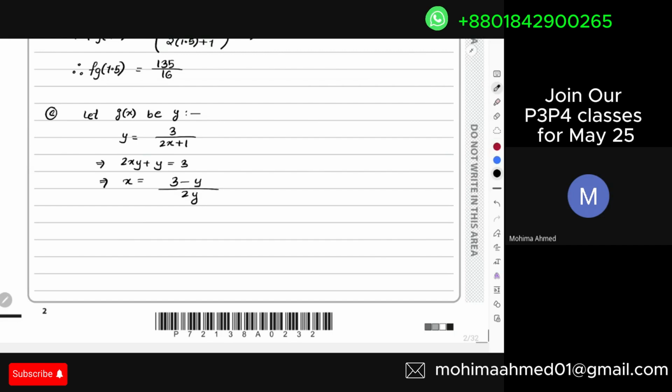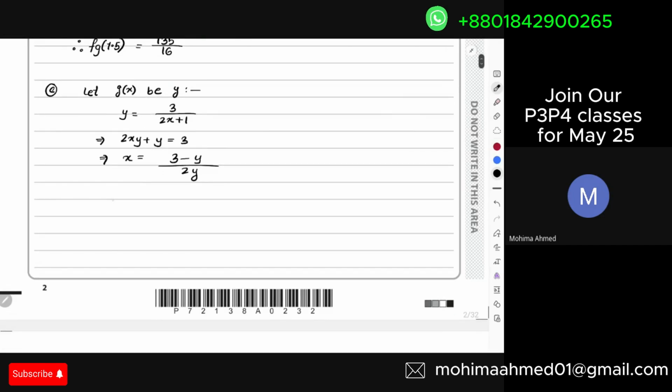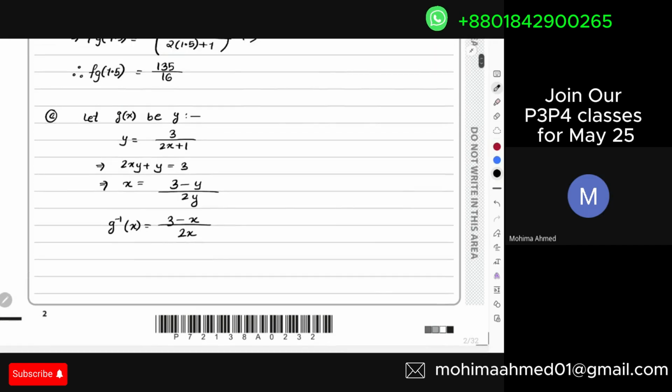But I was asking for the inverse in terms of x, so I'm going to take the same equation and write g inverse x, replacing y with x. That's just it. You have nothing else to do. So 3 minus x divided by 2x. And this is your inverse function, right?